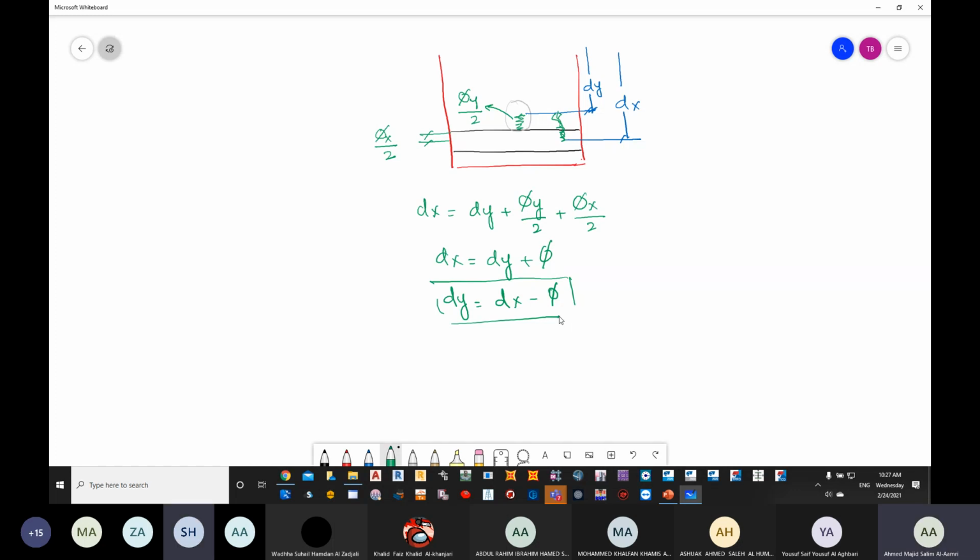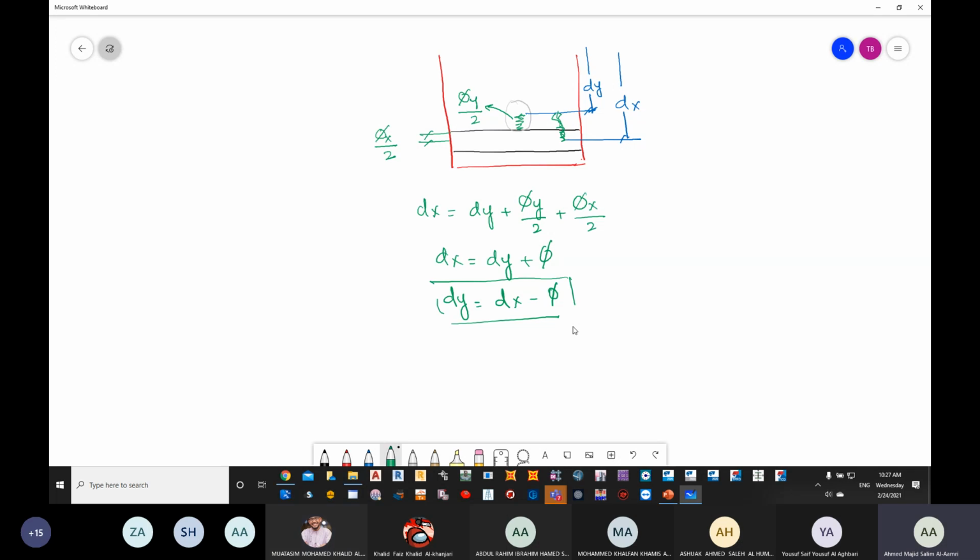Yes, Mr., can you repeat, please? Which part? The dx equals dy plus one diameter. In this drawing or in the slide? In the drawing, Mr. In this drawing or that one? No, in the slide. In this drawing.